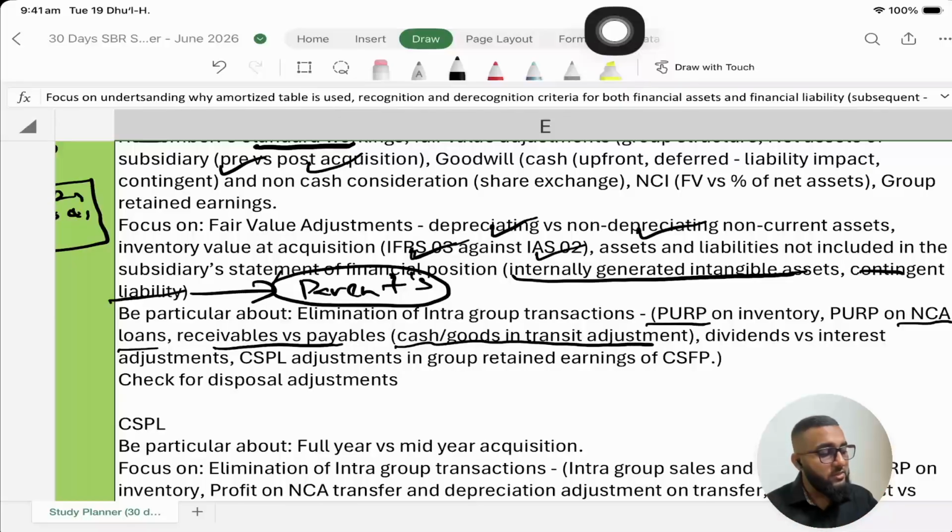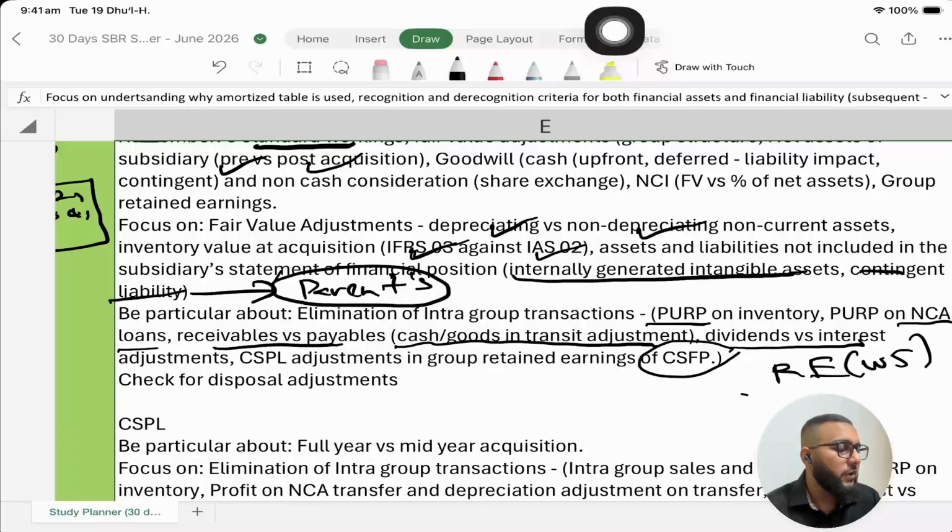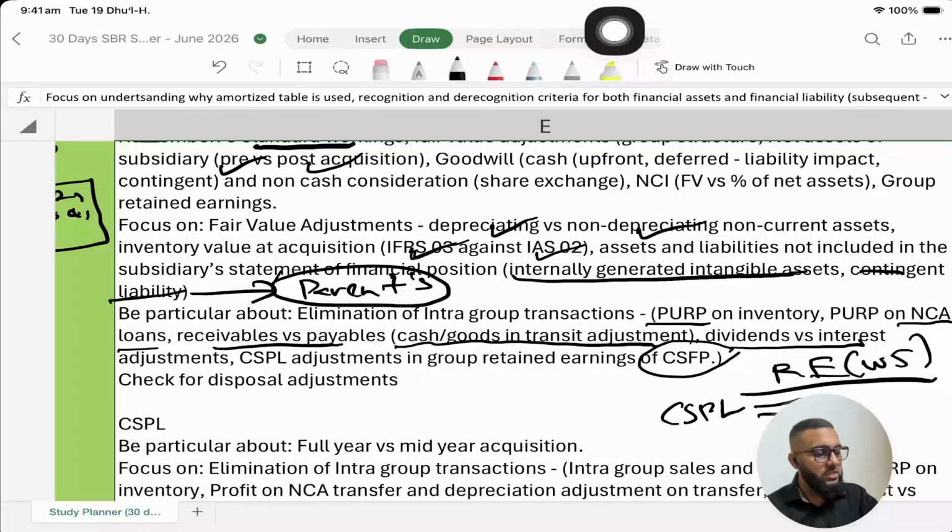Cash or goods in transit adjustments, dividend versus interest adjustments, CSPL adjustments in group retained earnings of CSFP. So remember, if only CSFP is given to you, they require you to adjust CSFP only. How are you going to treat the CSPL items? That's going to impact the retained earnings working, which is working number 5 from your standard workings. So anything that affects CSPL, if there's no CSPL required, then you are going to do all those adjustments under retained earnings. Okay. Right.